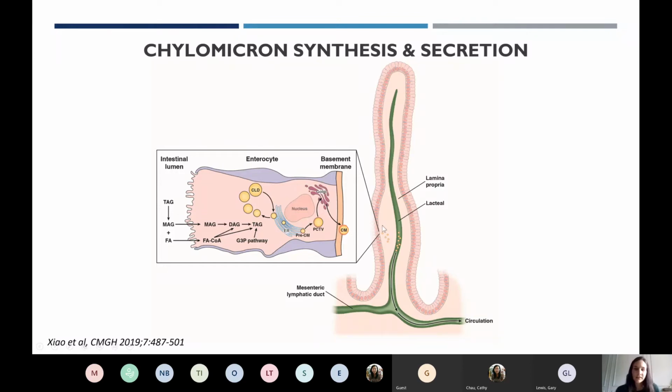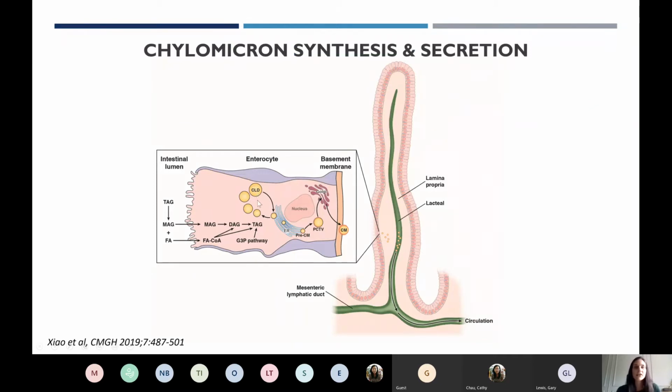When they're secreted there, they pass through the lamina propria area to get into the lacteal, which is a blunt-ended protrusion off the mesenteric lymph duct. So the mesenteric lymph duct then pumps these chylomicrons into the circulation. Alternatively, some of these lipids end up being stored within the enterocyte as cytoplasmic lipid droplets.